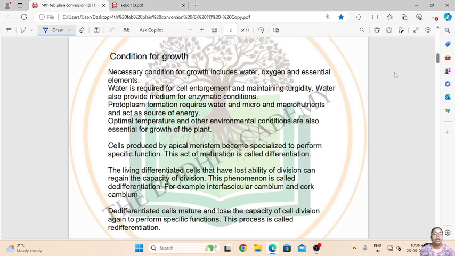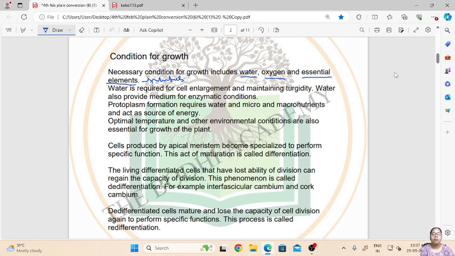So the necessary condition for growth includes the nutrients, that is water, oxygen and essential elements. In essential elements, what will come is the nutrients which is required by the plant for its growth. So basically for any organism or any plant to grow, it requires water, oxygen and all the essential elements like the micro elements and the macro elements.